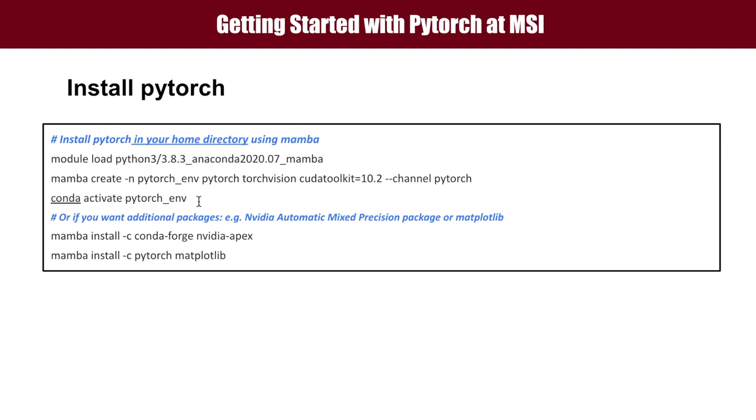And then from there, you could use Python and then do import torch. And you should see that working. And also, if you want to install extra packages, for example, I put down two here. One of the packages is NVIDIA Apex, which allows you to do automatic mixed precision. And the other one is matplotlib, which is very popular if you want to do plotting. So you could install extra packages by using mamba install -c, which is giving you the channel name. So just like that, you should be able to install PyTorch.